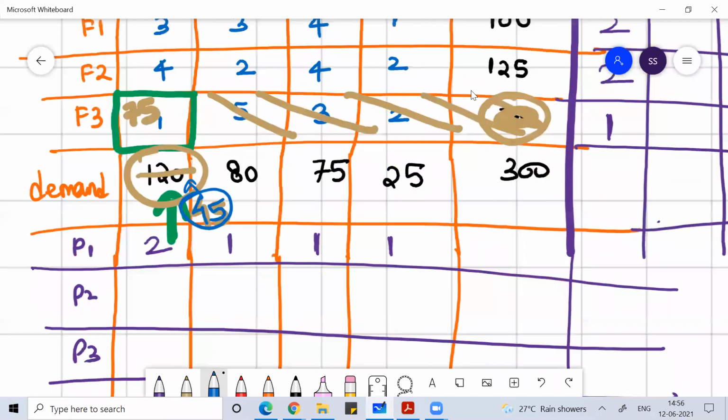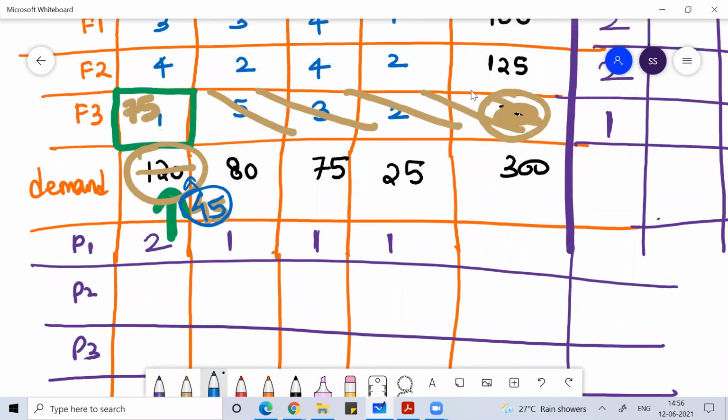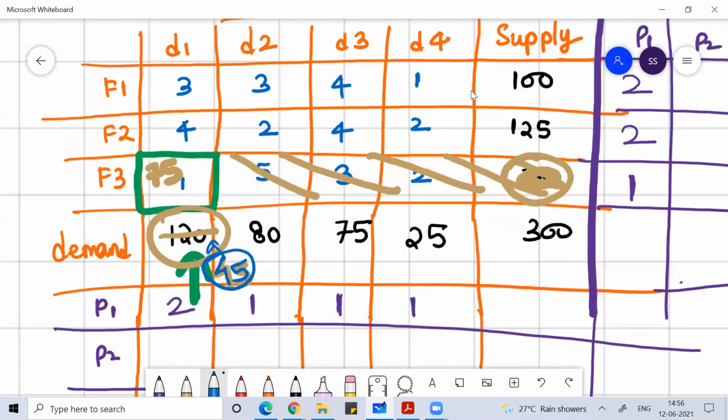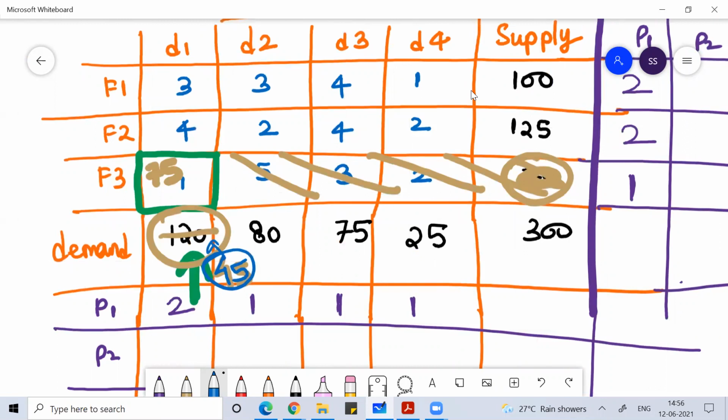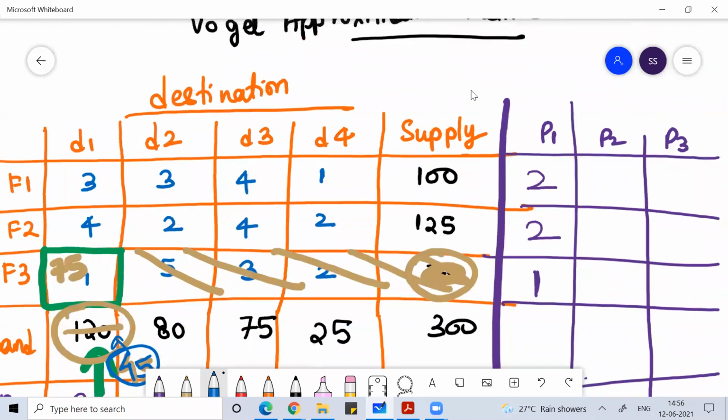Then we'll do it again. Now, the next cell, which one? For that we need to find the penalties again. First column, 4 minus 3, the difference is 1. Second column, 3 minus 2, the difference is 1. Third column, 4 minus 4, 0. Fourth column, 2 minus 1, 1. Then first row, 3 minus 1, 2. Second row, 4 minus 2, 2. This is dash, which means you're done with that row. Third row, nothing can be considered.